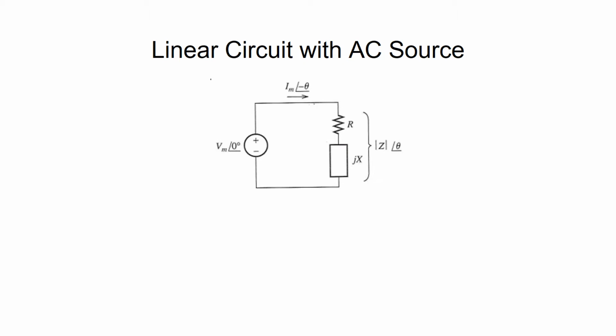The circuit elements are labeled with phasor forms, so the source is V sub m at an angle of 0 degrees. The equivalent impedance of the circuit is Z, which is a complex number, R plus jX, where R, the real part, is the resistive part of the load, and X, the imaginary part, is the reactive part of the load. The impedance can be expressed in polar form as the absolute value of Z at an angle of theta. The phasor current, I, is the phasor voltage divided by the equivalent impedance, and that equals I sub m at an angle of minus theta.